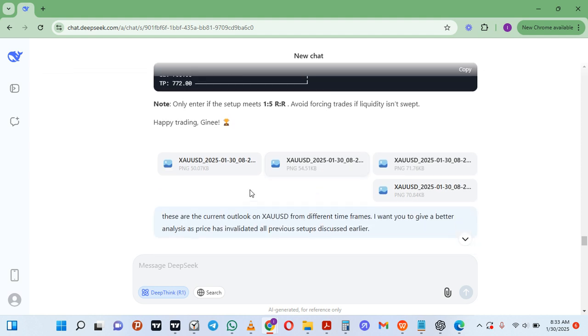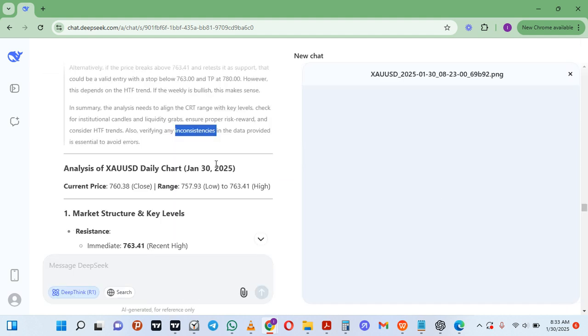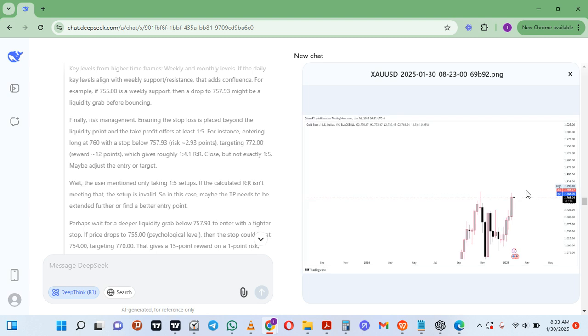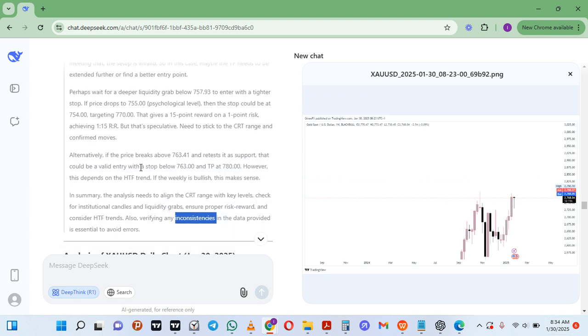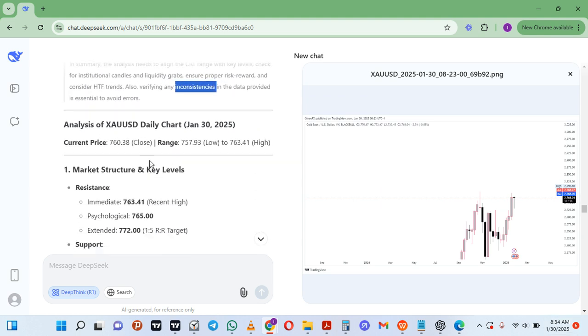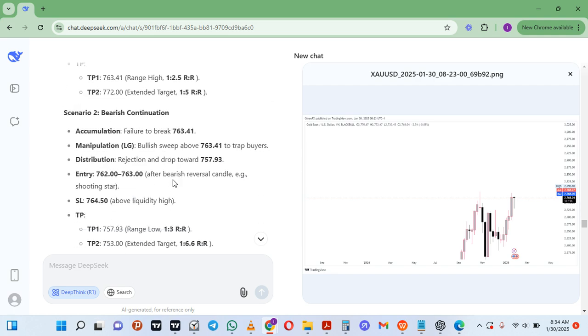I got a couple of, yeah, this is the current chart. I did a screenshot. This is where gold is at this point. It was at 8:34 a.m., and that's Central African time. So this was the initial analysis that was done by DeepSeek, even though it missed one of the numbers. I was so comfortable with that.